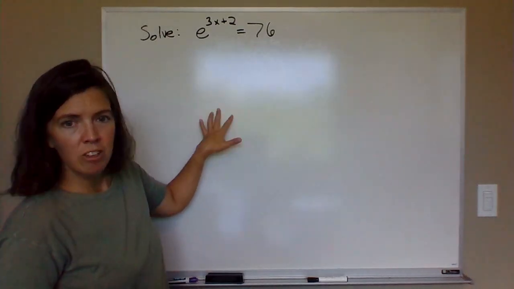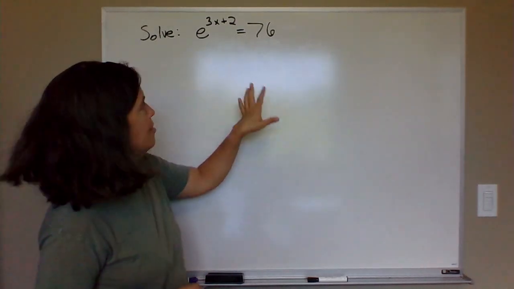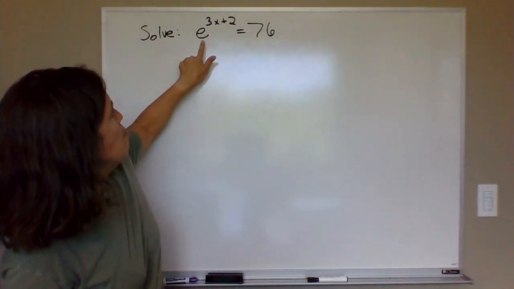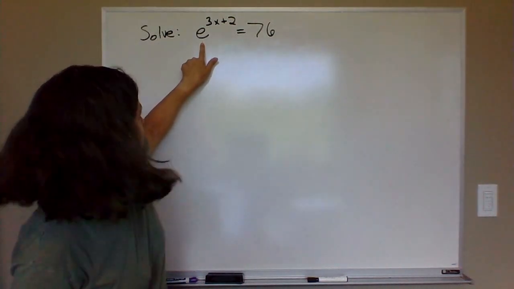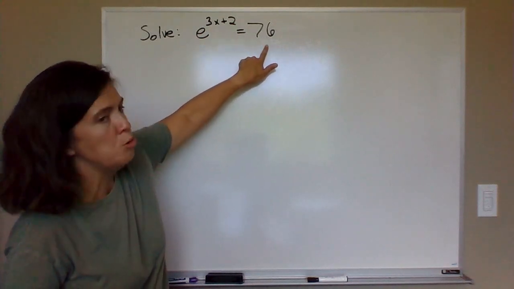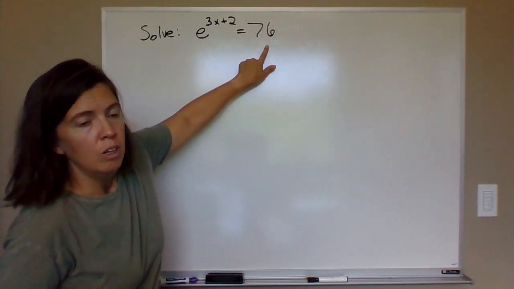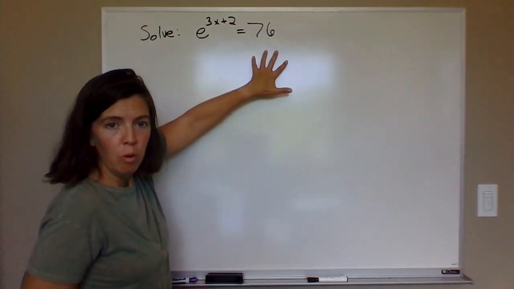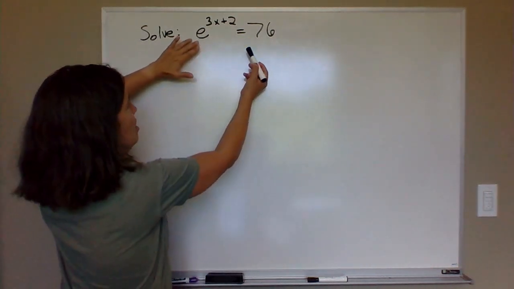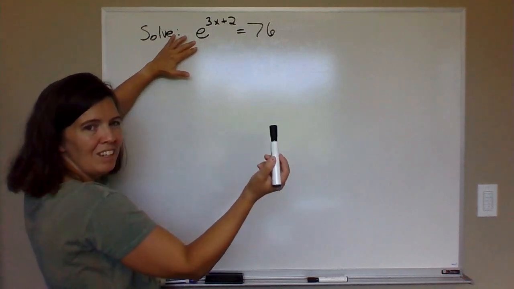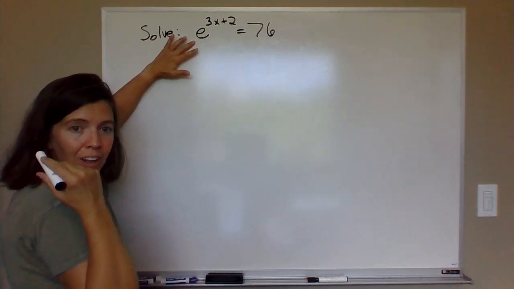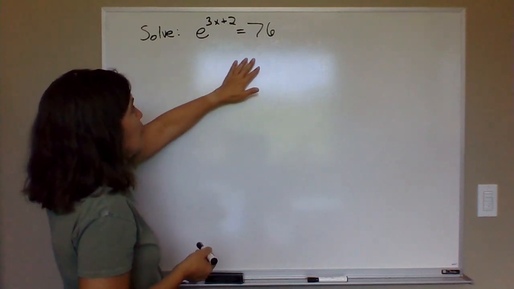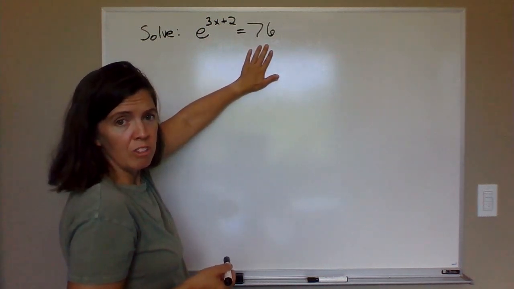Here's another exponential equation for us to solve together, and it's very similar to one that's in your homework. So this time the base is e, and we have e to the 3x plus 2 equals 76. So here again, if it's not something where we can just express both sides as a power of the same base, which I'm looking at 76, I have no idea off the top of my head what power of e exactly that would be. So I'm not going to express both sides as a power of the same base.